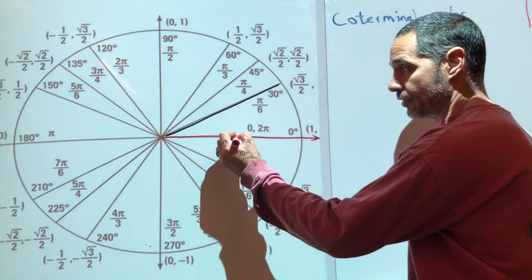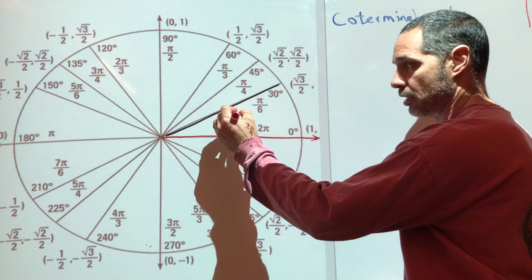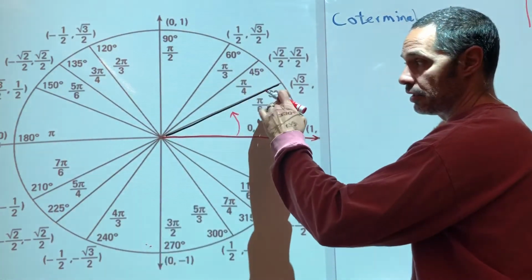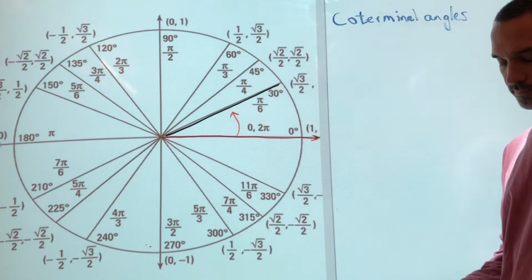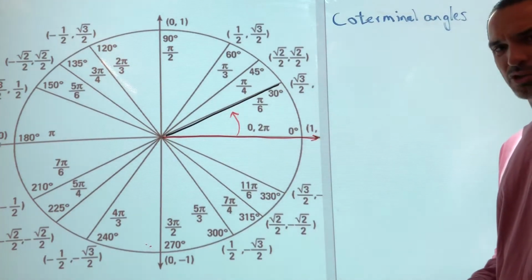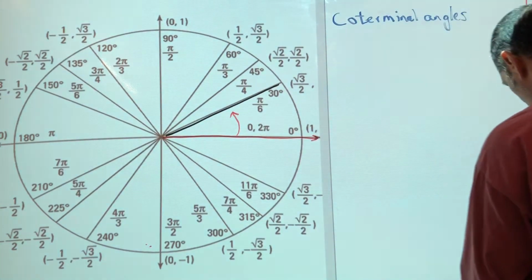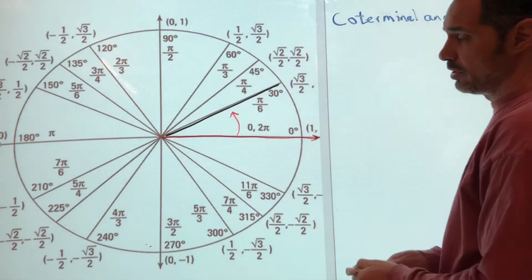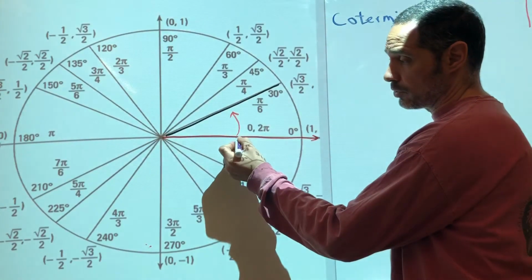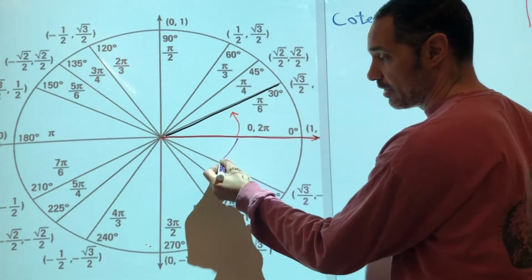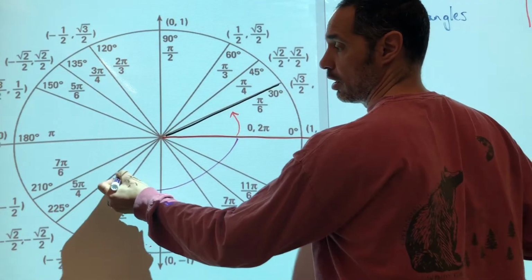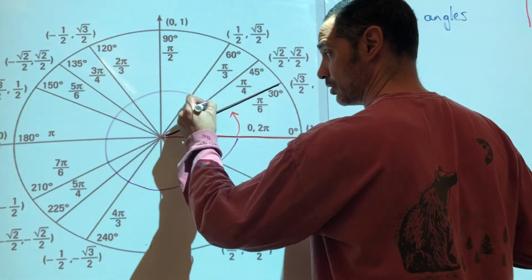So when we travel this way, counterclockwise, then that would be 30 degrees. But there's another way to measure that angle. If I wanted to measure that angle going in the clockwise direction, going in this direction, that would be a negative measure.